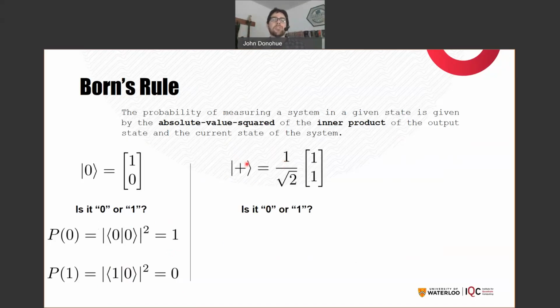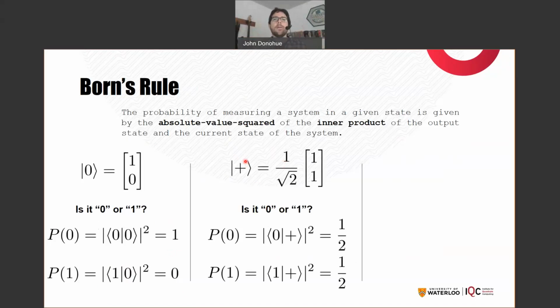Now we have the superposition state plus, and I still ask it the question, is it 0 or is it 1? I put it into my Z magnet, I put it into a horizontal vertical polarizer. I ask it the question, are you 0 or are you 1? Well, the probability of it being 0, I'm going to calculate as the ket plus bra 0, the overlap of the state I have with the state that I'm measuring. I find that that overlap is 1 over root 2. I take the absolute value squared. The probability that I measure the state plus in the 0 state is equal to 1/2. Same thing if I try to ask what's the probability of measuring this plus state in the 1 state, 50-50.